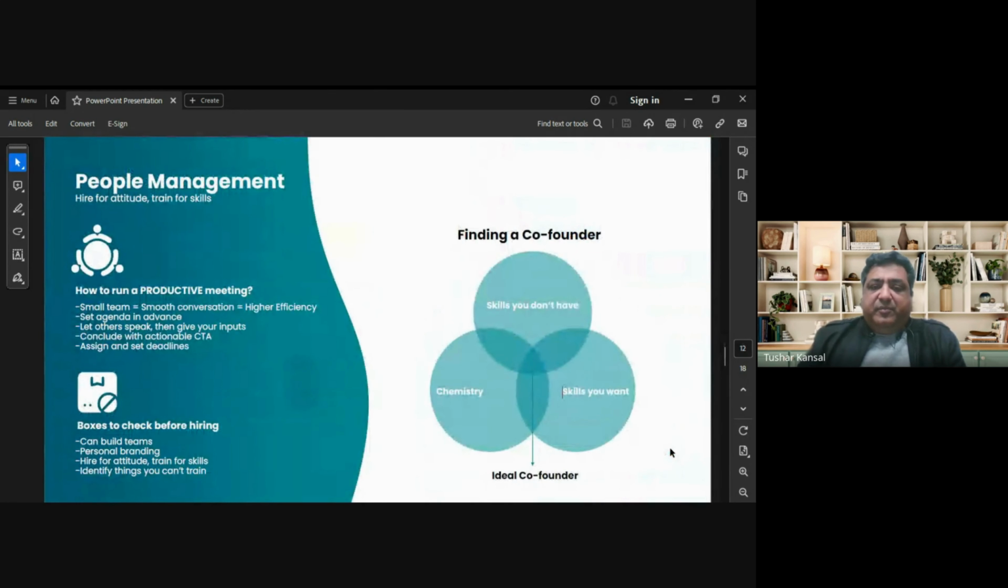Now, in another people management topic, how to find a co-founder. You have to find a co-founder who has the skills which you don't have. Secondly, who has the skills which you want. And thirdly, there should be chemistry between you two, because you will be working together for maybe 5 years or 8 years or 10 years. So that is the ideal co-founder.